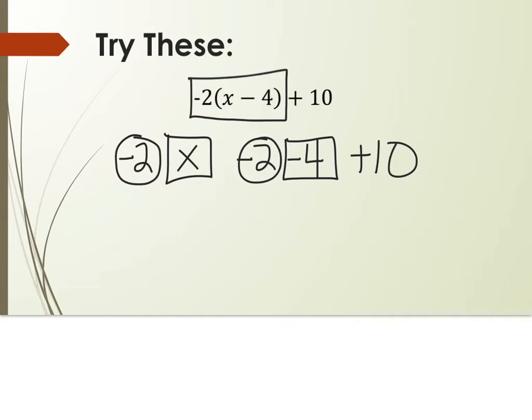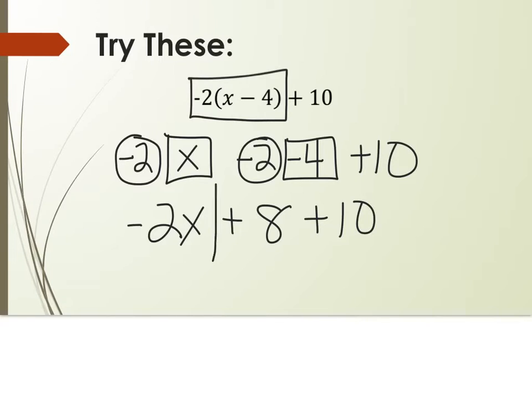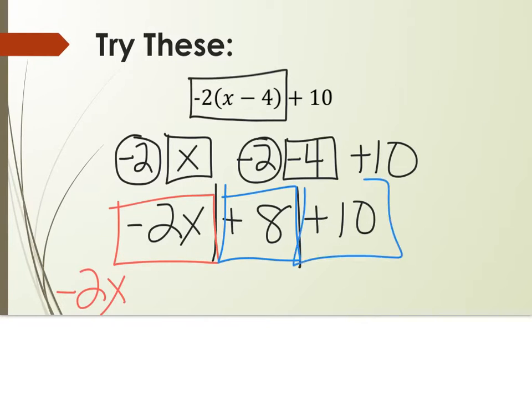Negative 2 times x is negative 2x. Negative 2 times a negative 4 is a positive 8, and then we have the positive 10. That makes three terms. We have a negative 2x, a positive 8, and a positive 10. The negative 2x will not be combined with anything because there are no other x's, but you can combine the positive 8 and the positive 10.